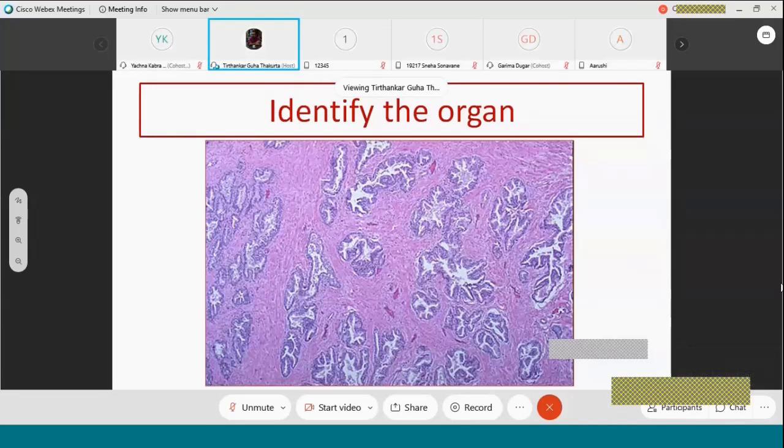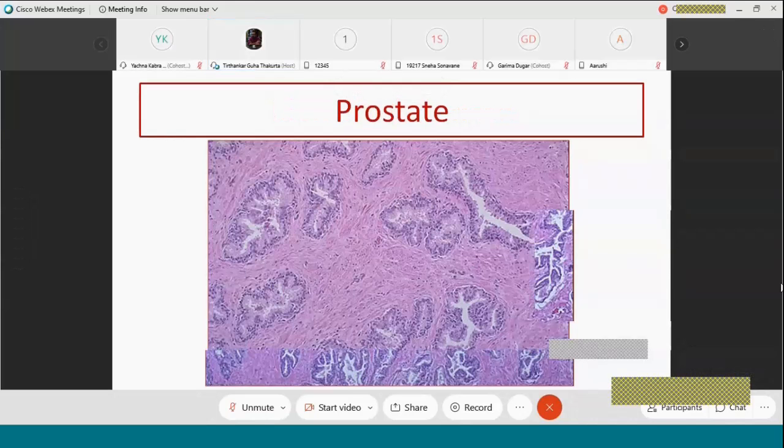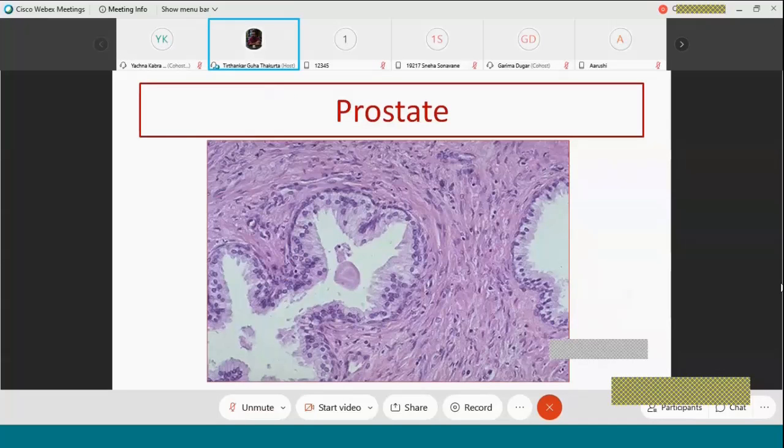So you can see glands of different shapes and sizes, flower-like or star-like glands, and these glands are surrounded by a fibromuscular stroma. This fibromuscular stroma runs in different directions. So this is the prostate. On closer examination, the cells are lined by two layers of epithelium, a basal layer and a columnar layer.